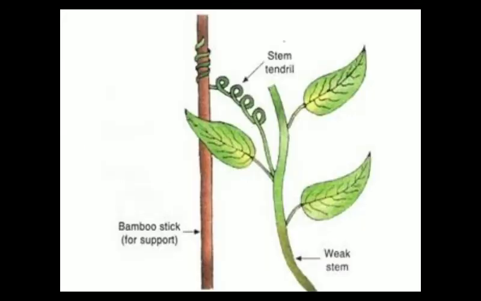So this is the structure of a stem tendril. You must have seen the stem tendril. It is axillary in nature, so it will not arise from the terminal part of the stem. It will arise from the axil. This stem tendril coils over any support and provides additional support to the plant. So the stem tendril is a modification of stem to provide additional support.